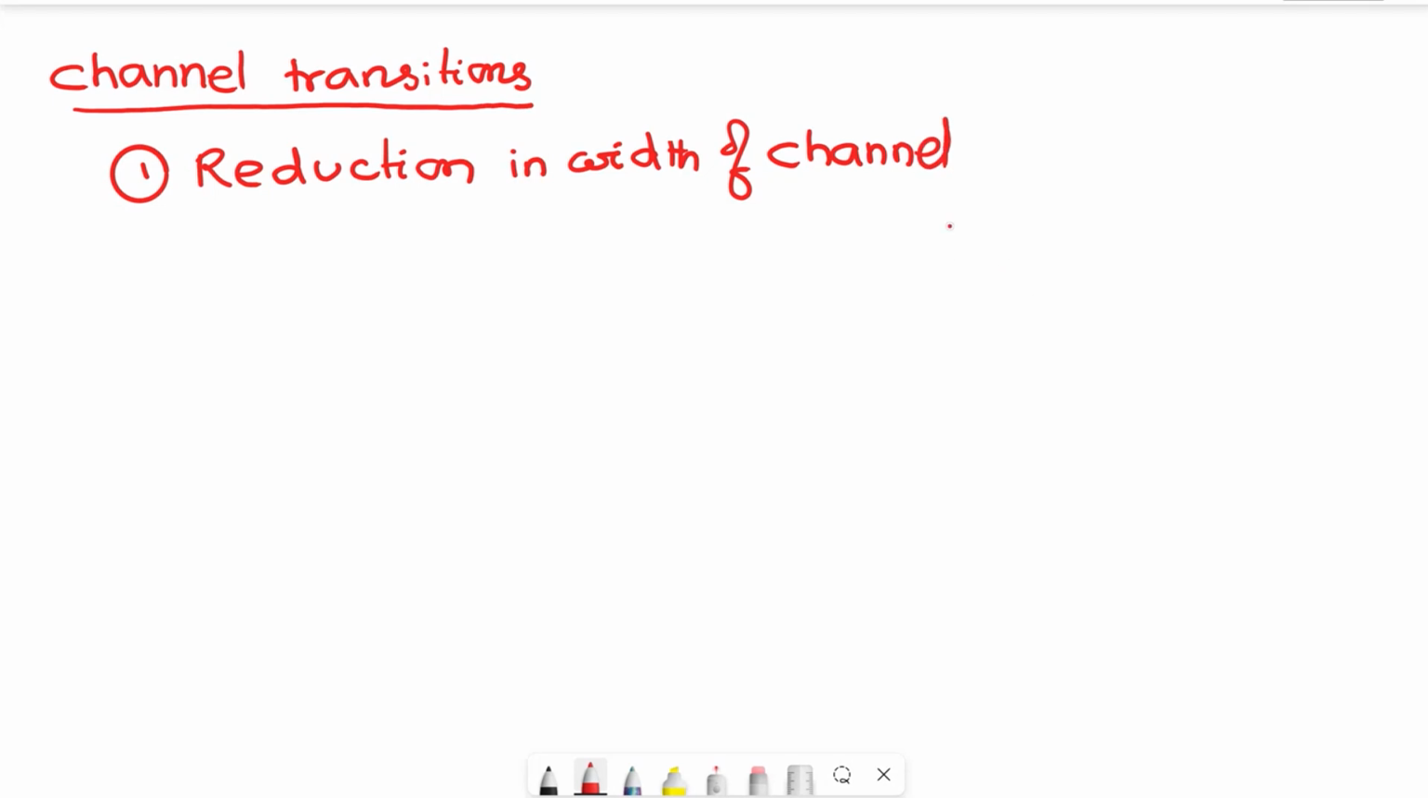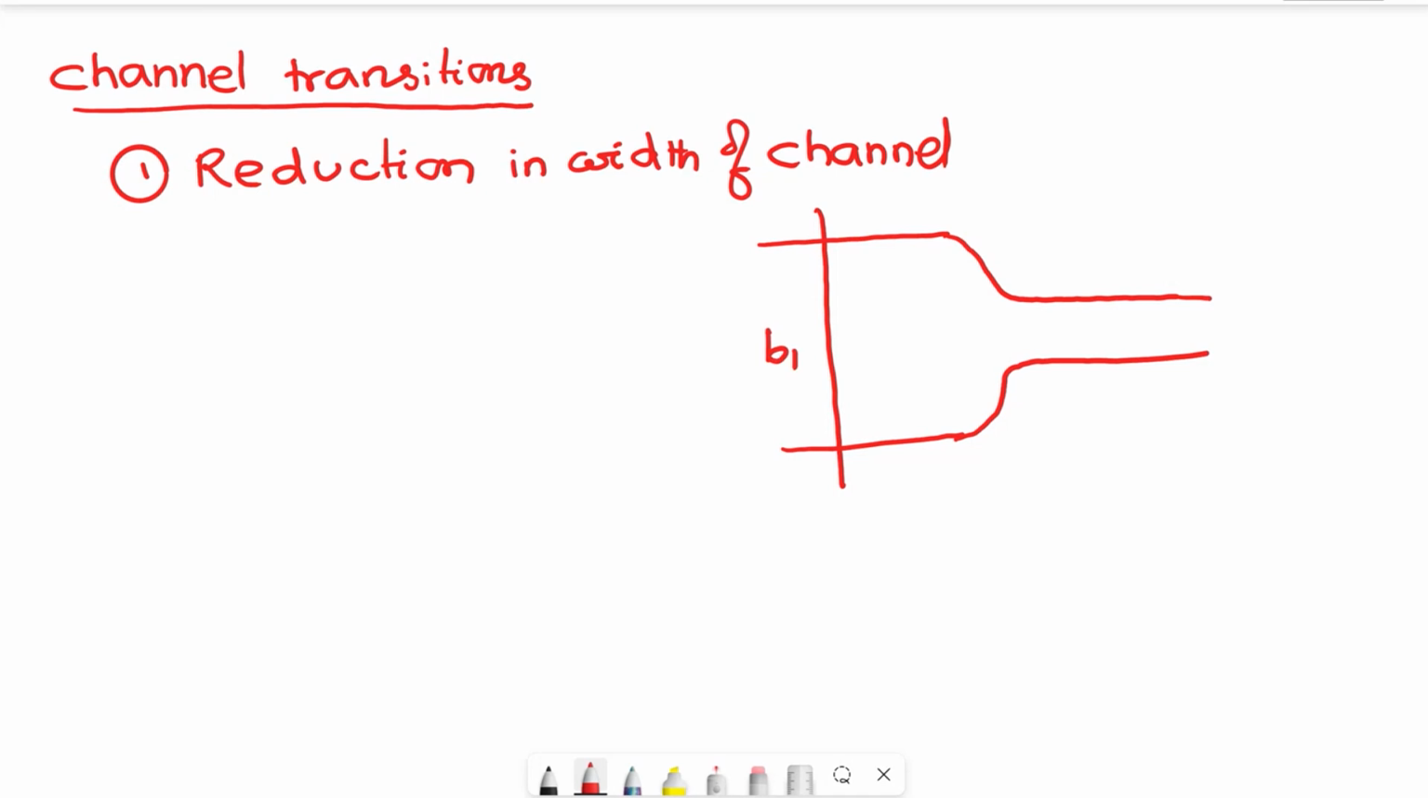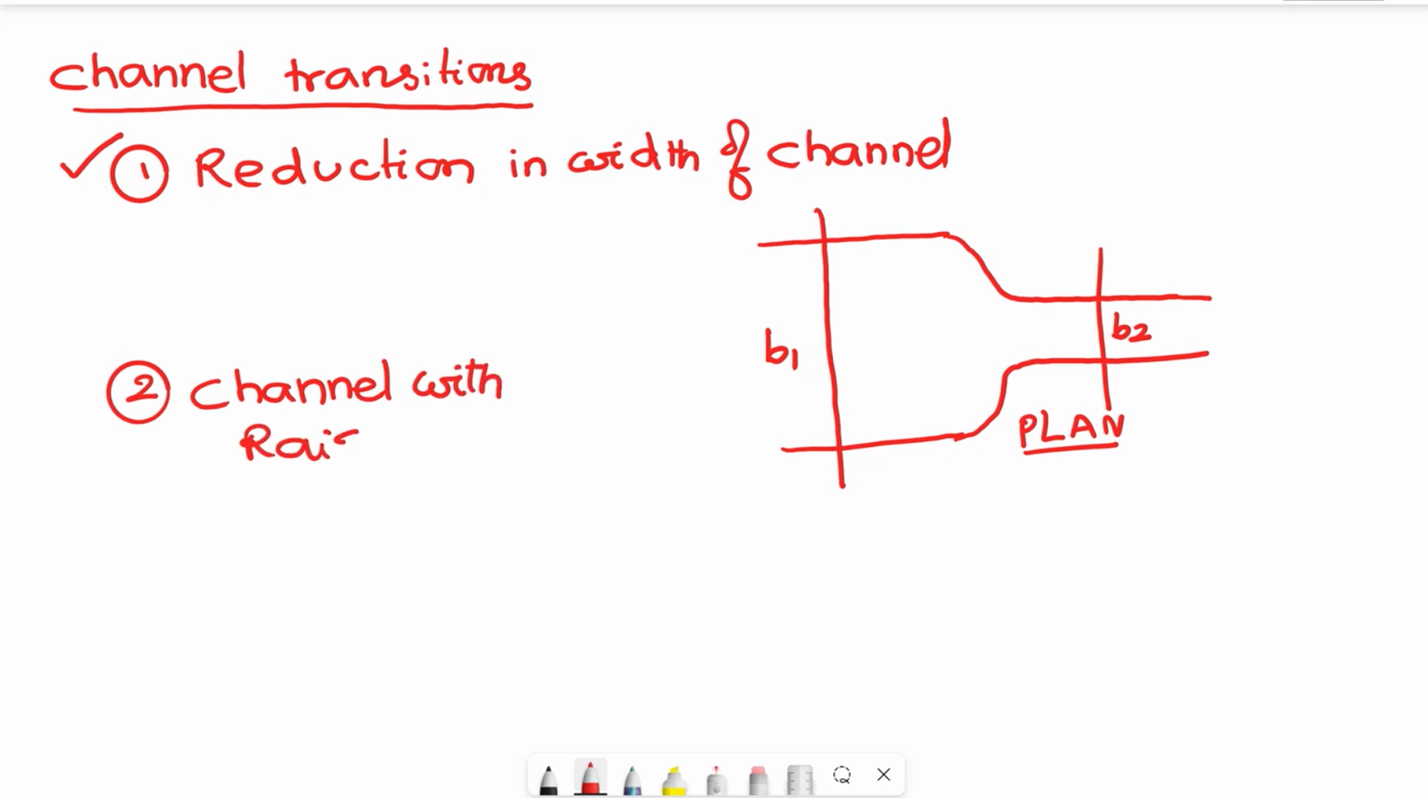That means if I take it in plan, suppose this is a channel which is connected to another channel. The channel width here is B1, here is B2. This reduction, in plan, is what we call reduction in width of the channel. The second one is a channel with raised floor.